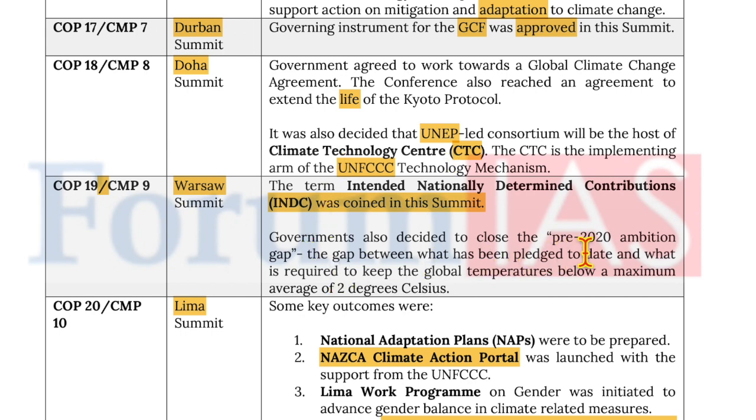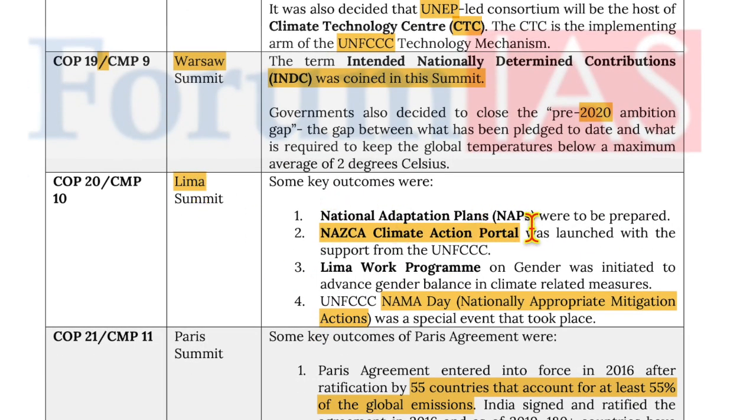Governments also decided to close the pre-2020 ambition gap, the gap between what has been pledged to date and what is required to keep global temperatures below a maximum average of 2 degrees Celsius. Now in the Lima summit, NAPs, that is National Adaptation Plans, were prepared. The NAZCA Climate Action Portal was launched with the support of UNFCCC. The Lima Work Program on Gender was initiated to advance gender balance in climate-related measures. UNFCCC's NAMA Day, that is Nationally Appropriate Mitigation Action, was a special event that took place.